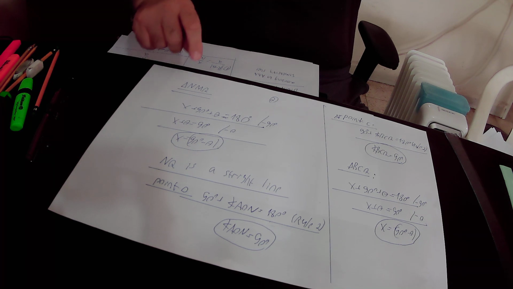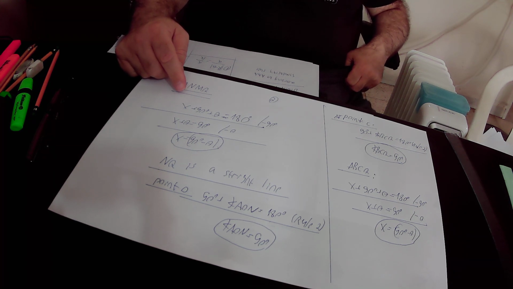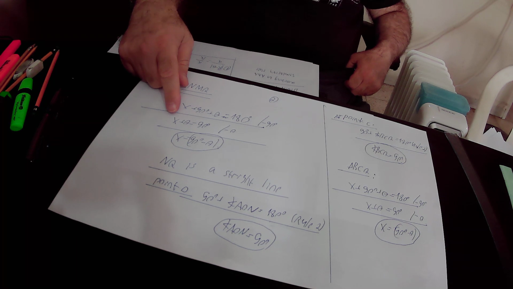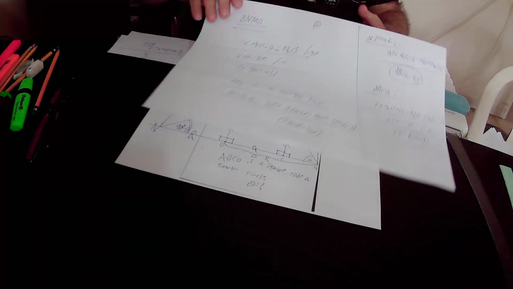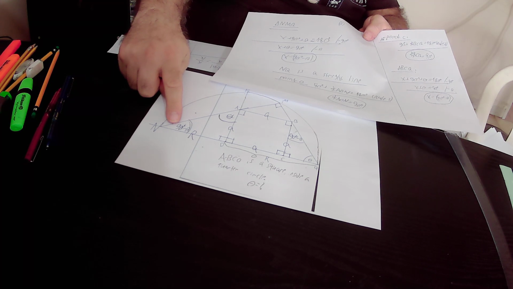Here we subtracted 90 degrees from this equation, and we found out that x plus theta is equal to 180 degrees minus 90 degrees. It is 90 degrees. We subtracted theta from this equation and found out that angle x is equal to 90 degrees minus theta. So the missing angle here is equal to 90 degrees minus theta.